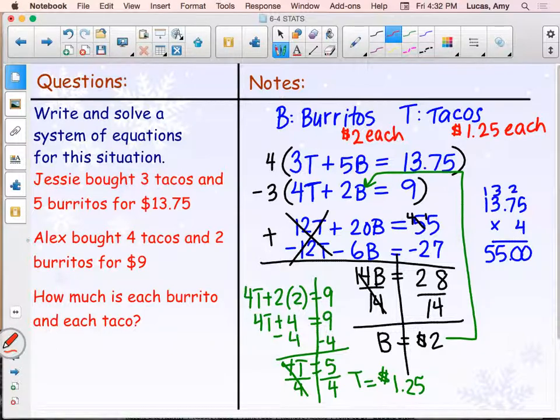So I set up one equation for each person that was buying the tacos and burritos, and then I used elimination to solve the system.